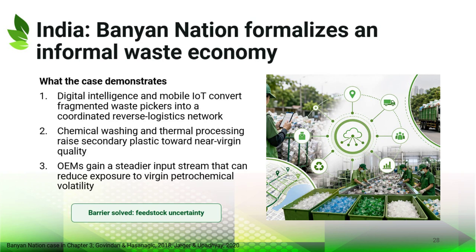The company also invested in chemical washing and thermal processing so recovered plastic could approach near virgin quality. That technical capability is crucial because manufacturers need reliable inputs, not unpredictable waste. For OEMs, the value is financial as well as environmental. Stable, higher quality secondary plastic can reduce exposure to virgin petrochemical volatility and make circular sourcing more credible at industrial scale. Highlight the link between data visibility, material quality, and lower sourcing risk for OEMs.